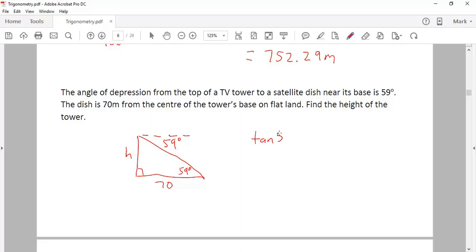So tan 59 equals h over 70, and h equals 70 tan 59. You should get roughly 116.50 meters. So that's the 2 decimal places. You guys can try the next 2 questions.